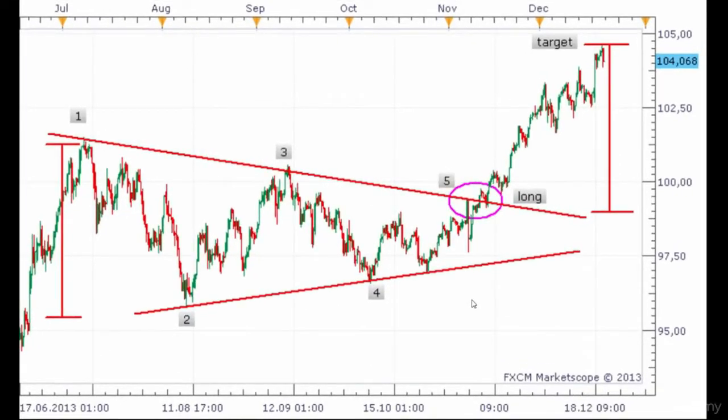Triangles are formations that are obtained by connecting at least two tops and two bottoms of the patterns. By connecting these points, we create the formation which has the shape of a triangle. Triangles can be symmetrical, ascending, descending, extended. This formation often occurs in fourth Elliott waves if we follow the movement of the prices in a trend.